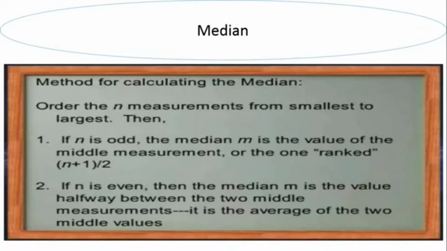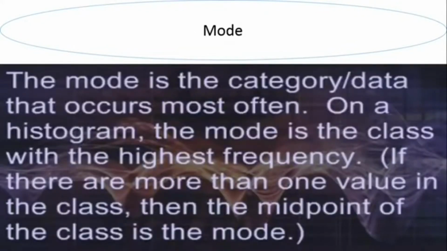If n is even, you have an even number of observations, then the median is the value halfway between the two middle measurements. It is the average of the two middle values. The mode is the category of data that occurs most often on the histogram. The mode is the class with the highest frequency. If there is more than one value in the class, then the midpoint of the class is the mode.